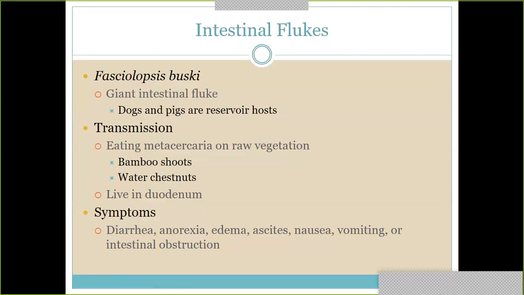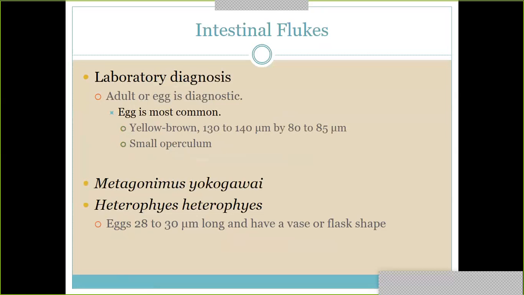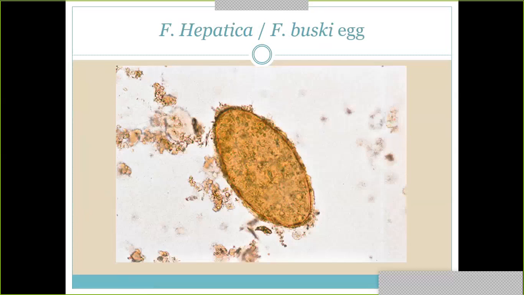Again, transmission is fecal-oral. Anything that's contaminated, you can get it from eating raw vegetation like water chestnuts, bamboo shoots. So diarrhea, it's an intestinal fluke. So we are looking for the egg in the stool sample as our diagnostic. Again, if you get the actual worm, great. But as far as the egg goes, there it is.